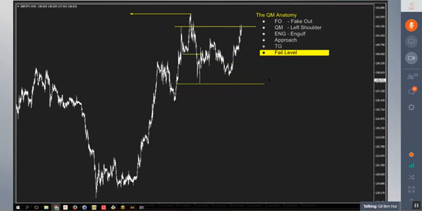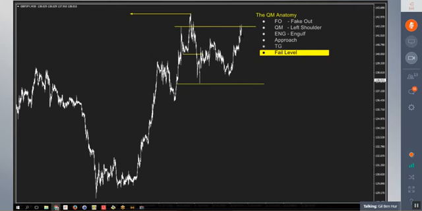A new term I bring up is what I call a fail level. Fail level is not necessarily where you put your stops. What I mean here is, I want to tell you how I determine fail level in terms of price action.